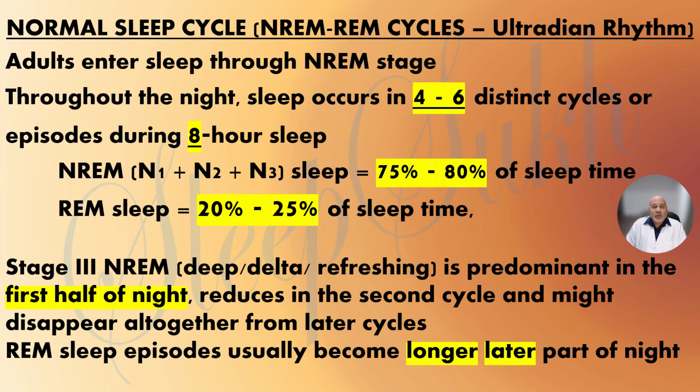Stage N3 is known as deep or delta sleep. It is the most refreshing part where your body does its heavy duty recovery. Interestingly, most of this deep sleep happens in the first half of the night, often disappearing entirely as morning approaches. The rest of your sleep, about 20 to 25%, is spent in REM, rapid eye movement sleep, which is when your most vivid dreaming occurs. Unlike deep sleep, REM periods actually get longer the closer you get to waking up, helping your brain process memories and emotions before you start your day.